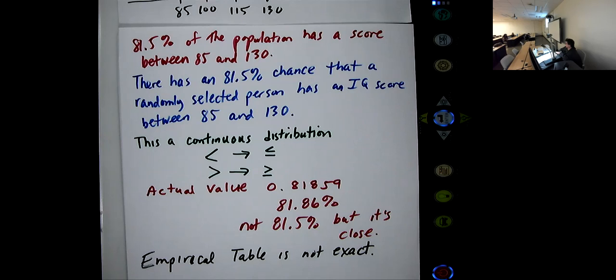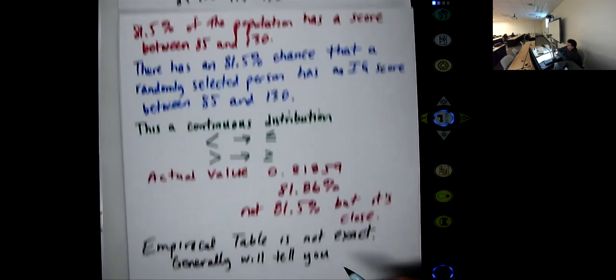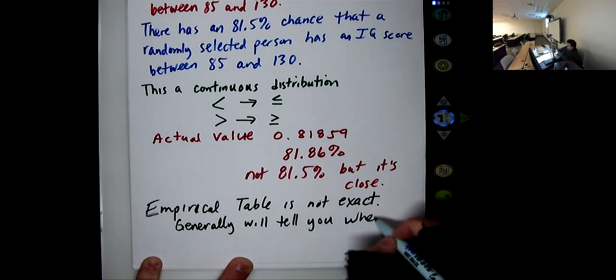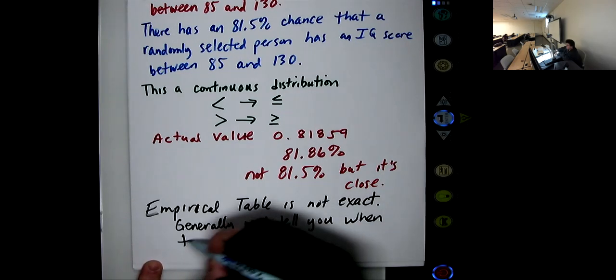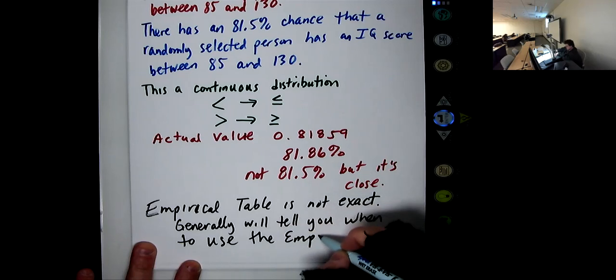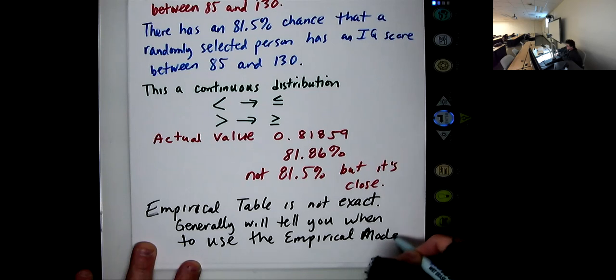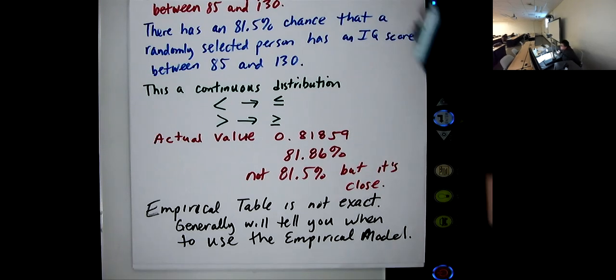Generally, from here on, now that you have access to know how to do the standard normal or the normal distribution, they will generally tell you when to use the empirical model. The empirical table, the empirical rule, whatever the empirical something.